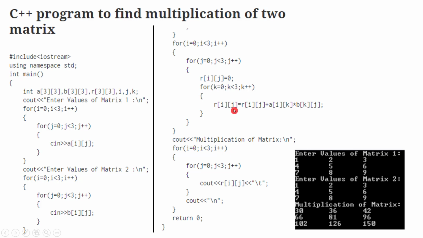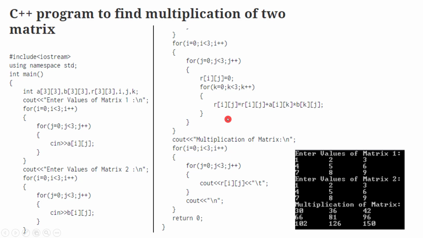So R[i][j] is equal to R[i][j]; the initial value is 0, so 0 plus A[i][k]. You know the k value is also varying: 0, 1, 2. We already used j for the first matrix, so not to confuse it with that, we are using a new variable called k, which is varying from 0 to 2. So at the 0th position, k is varying like this.